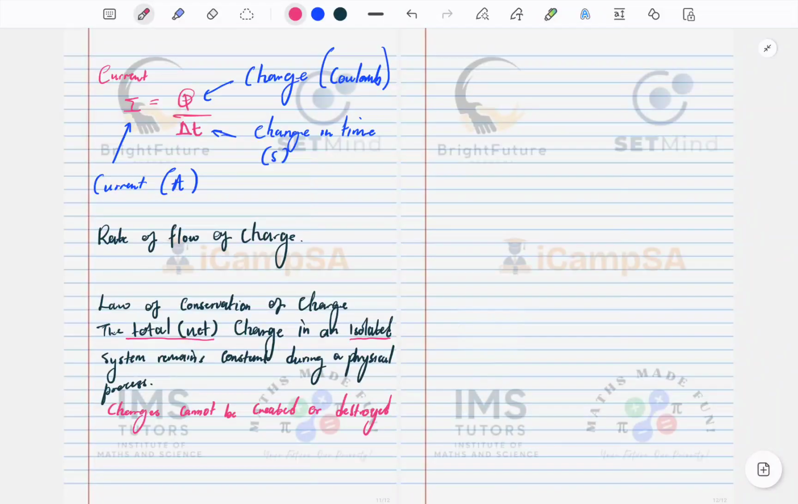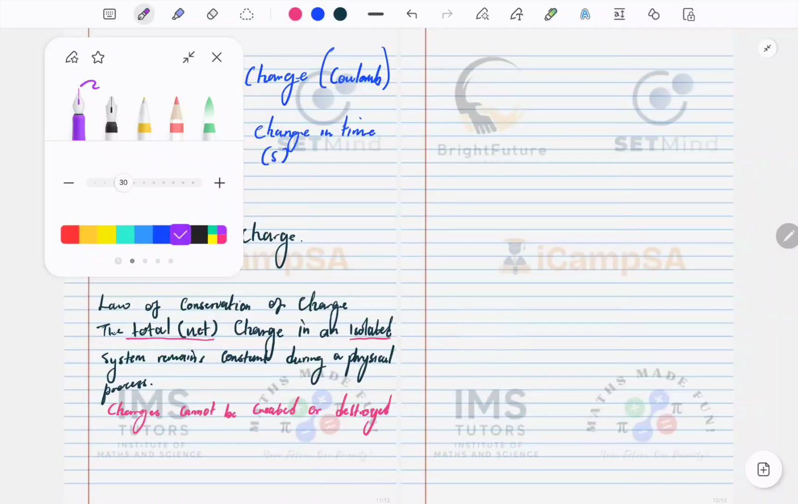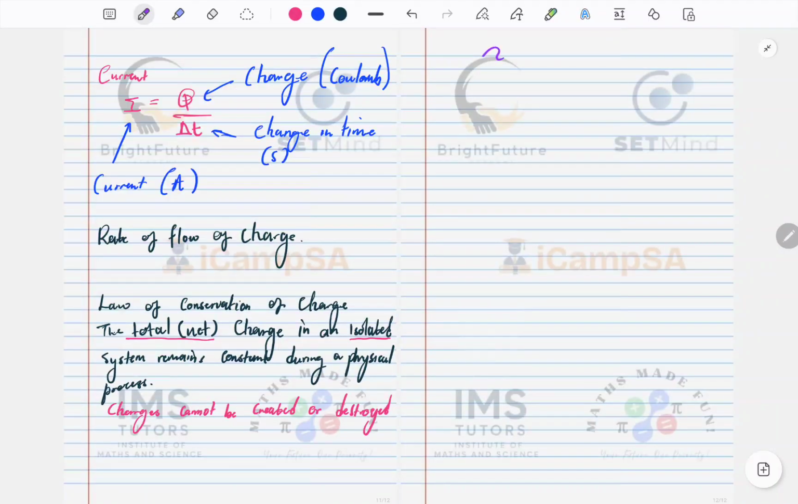Right. Let's move on then. Let's see now, what do we do? Okay, remember with potential difference. With potential difference, you measure it between 2 points in parallel. Okay? Potential difference. So, this is the difference.